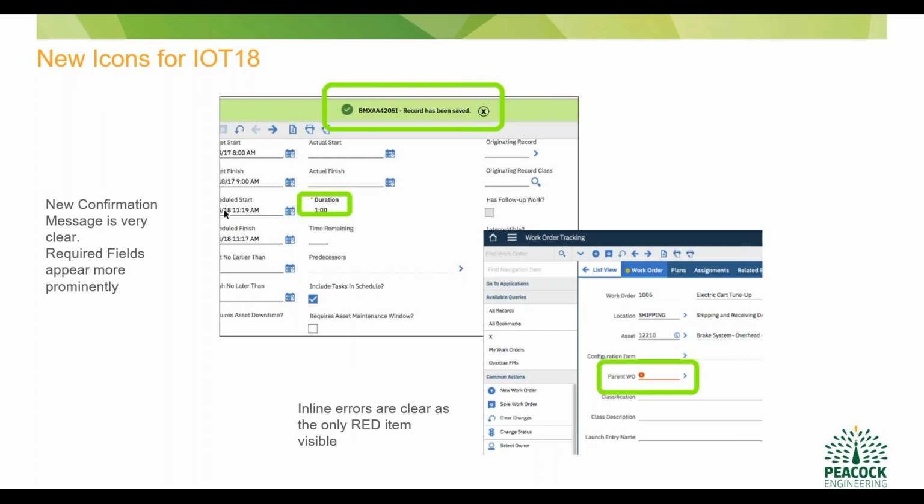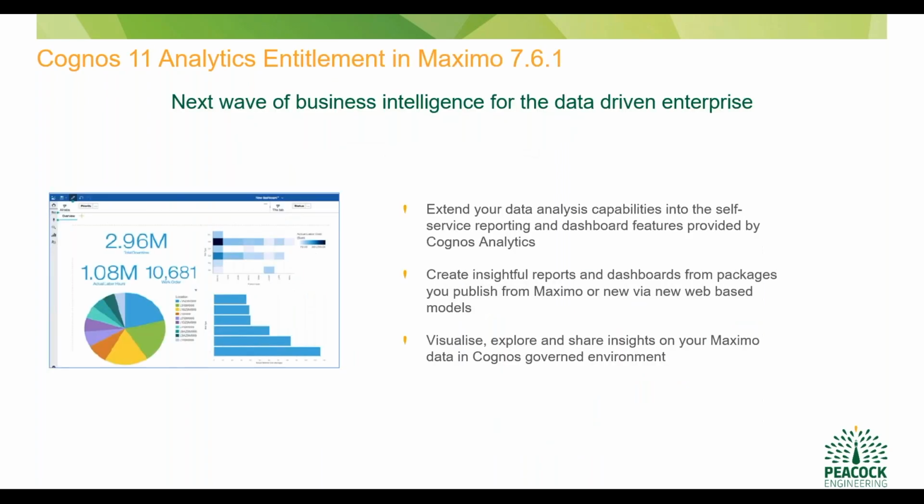If you make an error, or input incorrect data, the black line underneath each of the fields will turn red. Because you're on a white background with blue information, it's easy to see as you look at a screen if you've entered incorrect data and are trying to save it. It's highlighted quite well. So with 7.6.1, you now get Cognos 11.